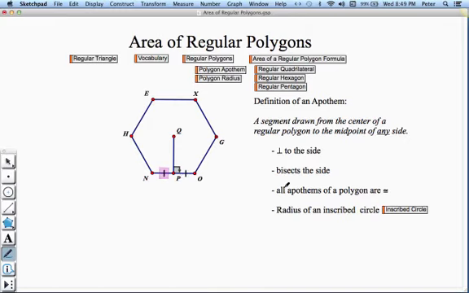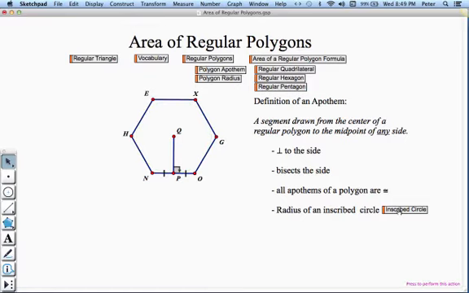All apothems of a polygon are congruent. So if I drew the apothem from Q to OG or from Q to XG, those would all be congruent, just like radii of a circle are all congruent. And finally, it would be the radius of an inscribed circle. So if I were to inscribe a circle inside this hexagon, all of the sides would be tangent to the circle, and the apothem here would be its radius.